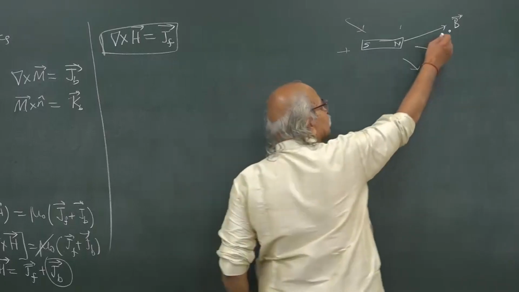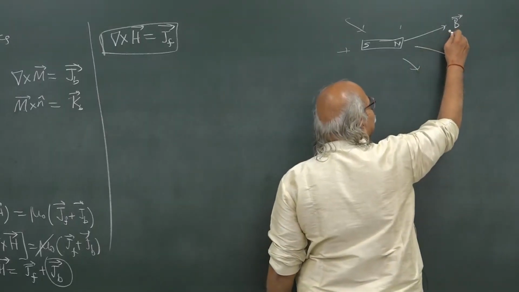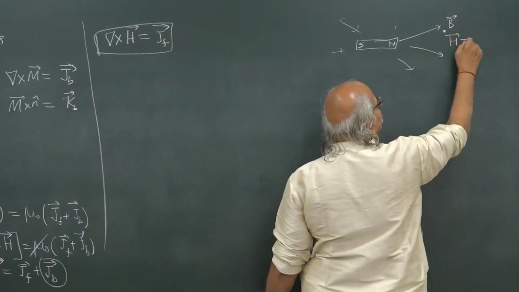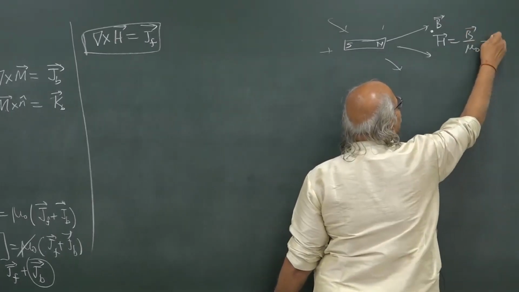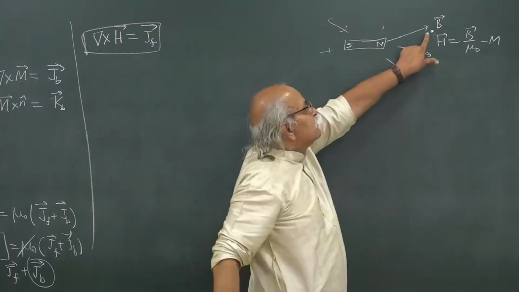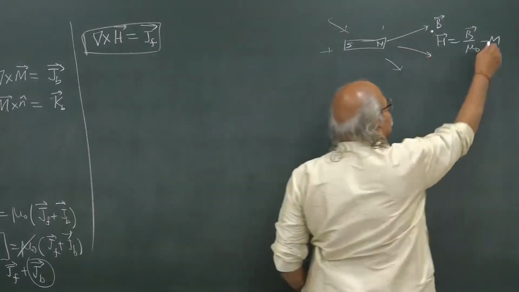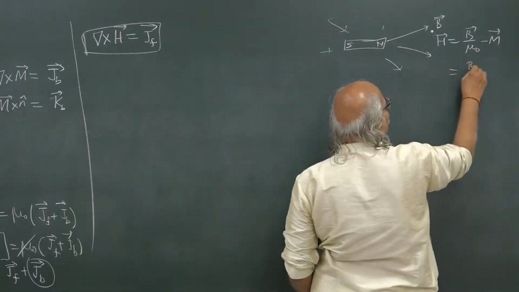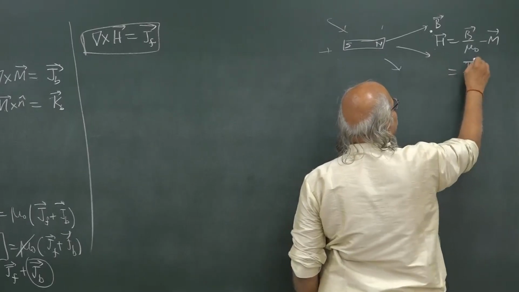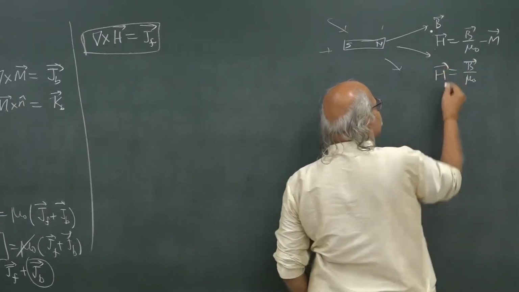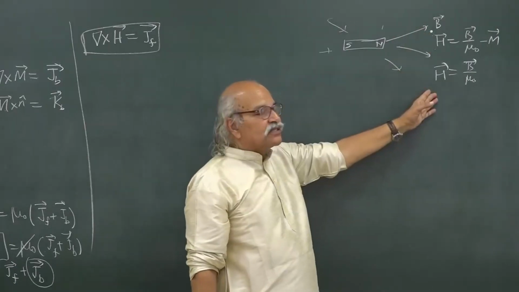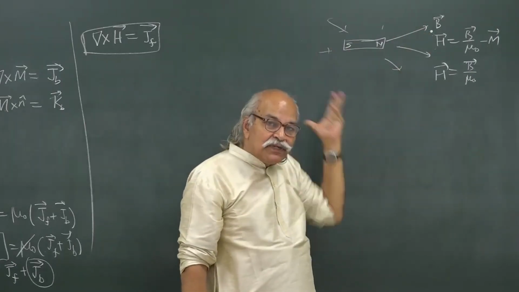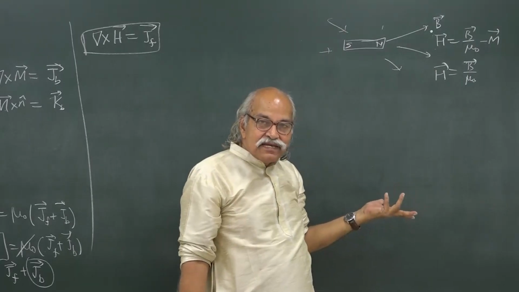So what is H here? At this point, H is B over mu naught minus M. At this point there is no material, therefore there is no magnetization. So this is B over mu naught. You see that you have H everywhere. And there is only bound current, there is no free current.